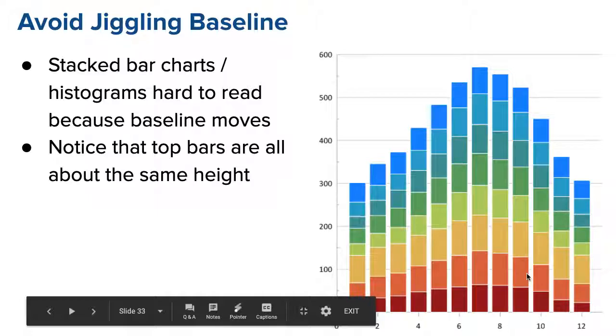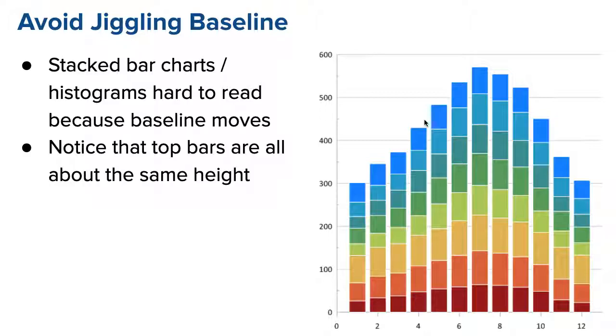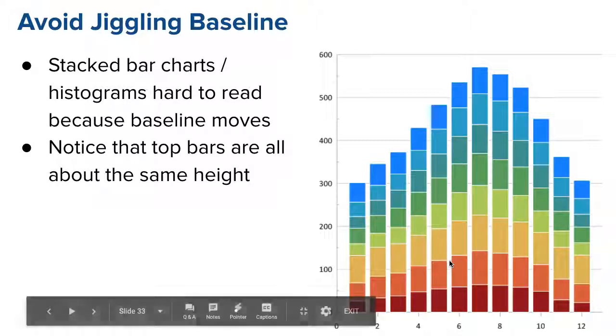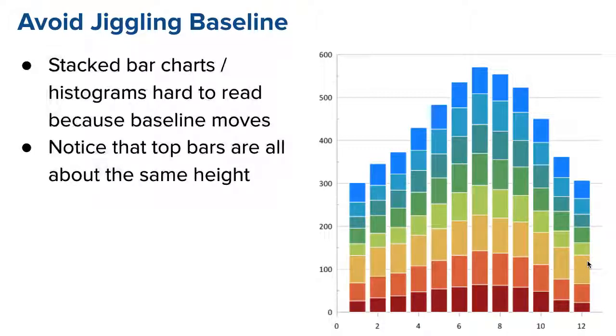And that makes comparisons within a color pretty difficult to make. For example, these light blue bars here look all pretty much the same size, but since the baselines are so vastly different, it's really hard to tell that they aren't changing. Whereas these red bars here are changing quite a bit, but the yellow bars are actually not changing too much at all. So it's really hard to tell if the baseline jiggles. We call this the jiggling baseline problem.